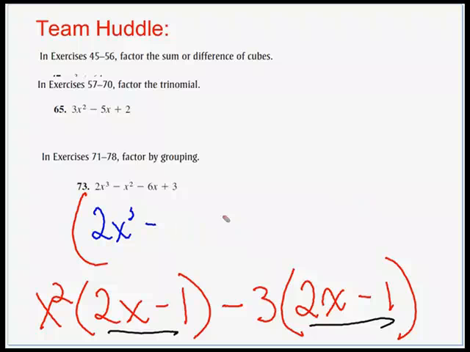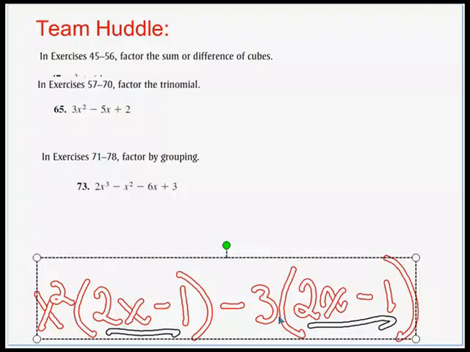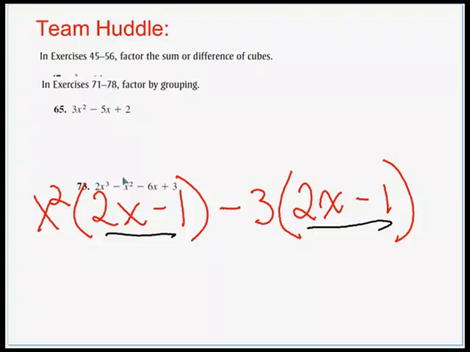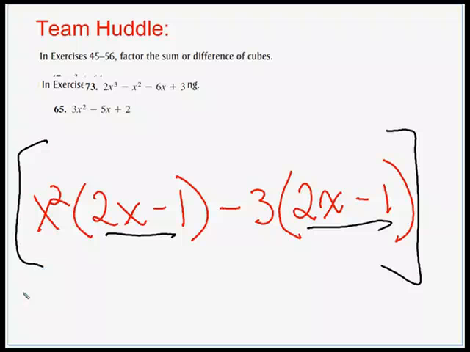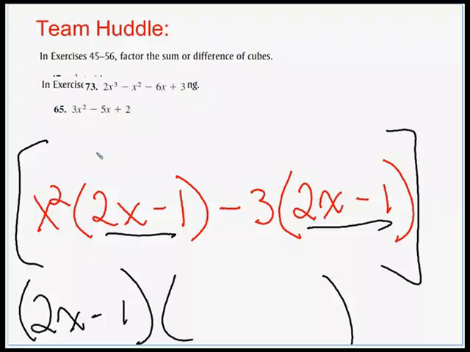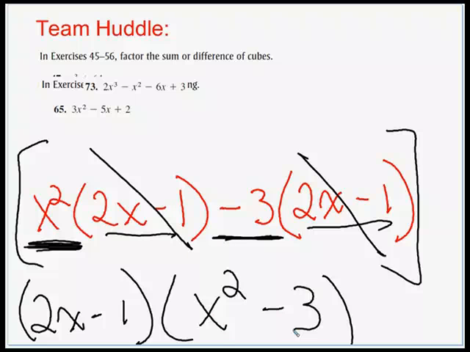So let me work with a little more room here. And we imagine all of this in a set of brackets, and I can pull out that parenthesis, that 2x minus 1, and then what's left inside. When I factored these out, I'm left with x squared minus 3. And neither of those are further factorable. So there we go. That's the end of P4 factoring.